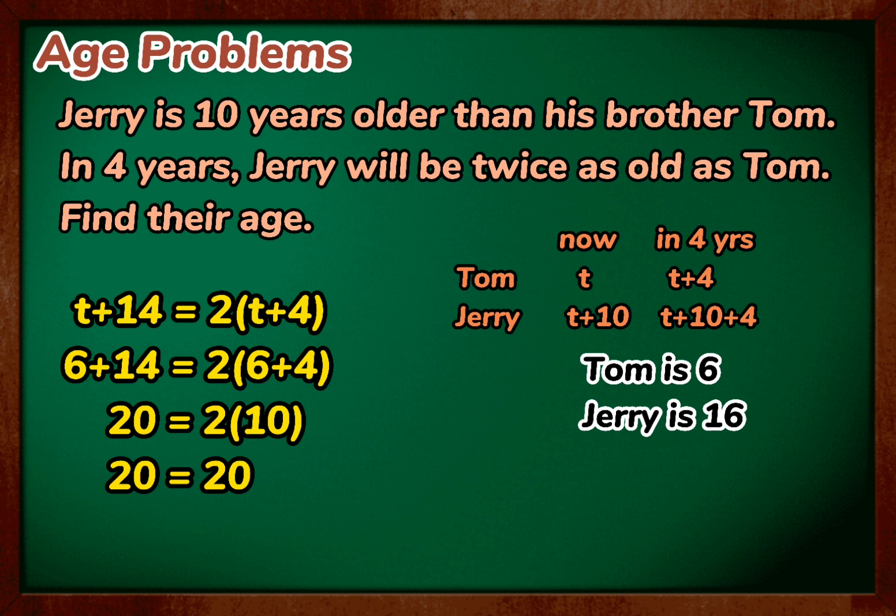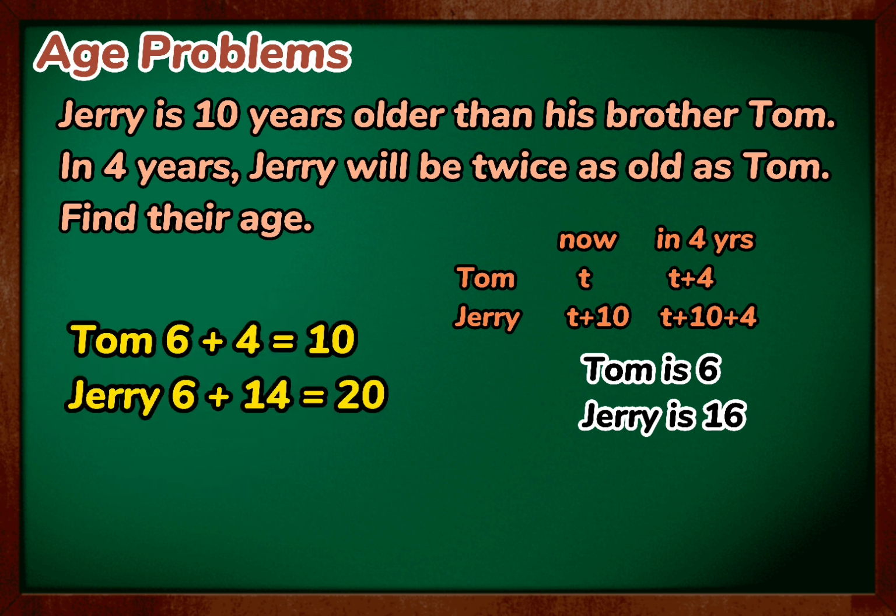That's 6 plus 14 equals 2 times 6 plus 4. That's 20 equals 12 plus 8. So 20 equals 20. That's correct. And to solve for their ages 4 years from now, Tom, which is T plus 4, his age would be 10. And for Jerry, which is 10 plus T plus 4, that's 6 plus 14, that's 20.